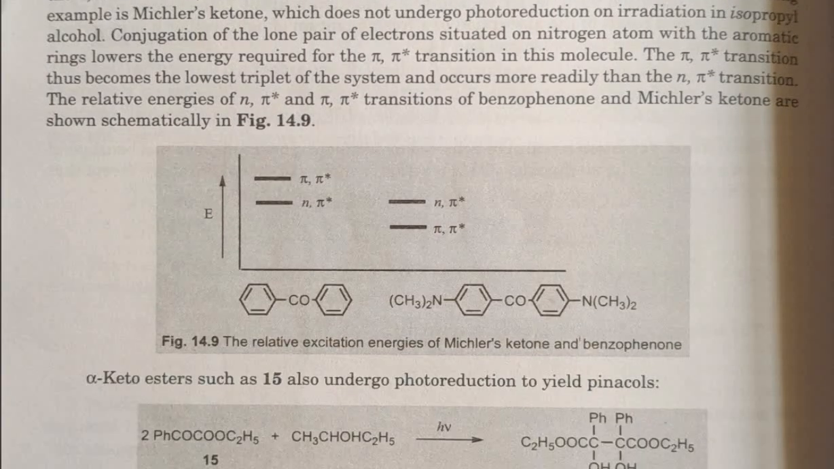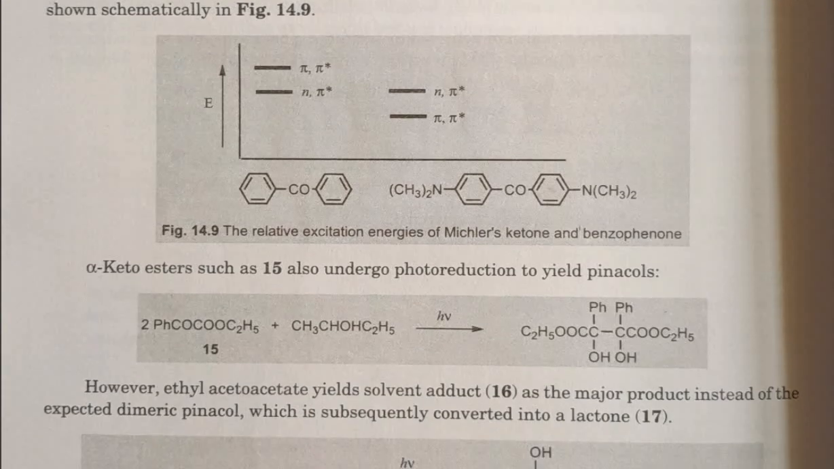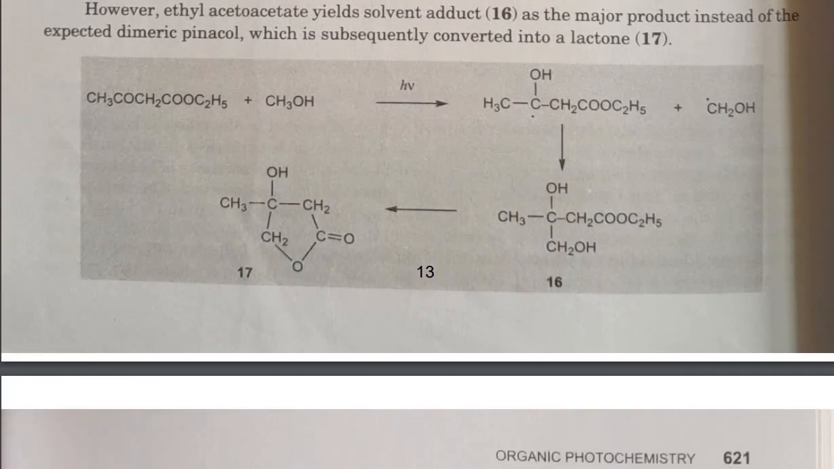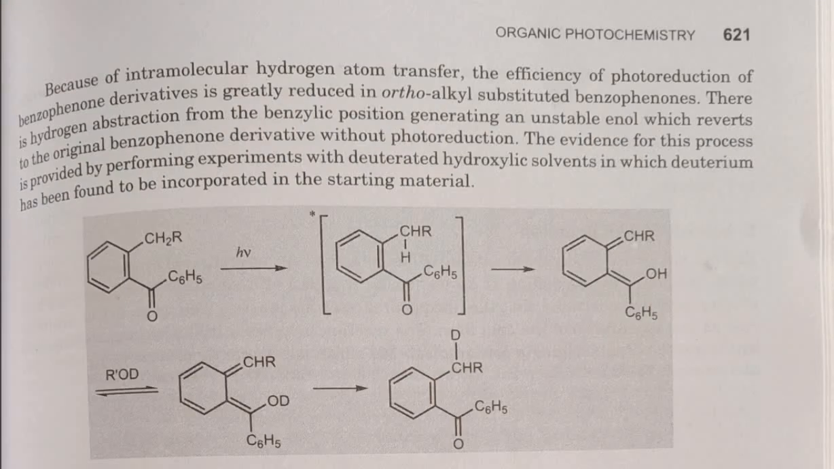So you look here, energy. Benzophenone and substituted benzophenone. What will happen here? The n to pi star and pi to pi star transition energy is high in the case of benzophenone, but if you add N-dimethyl in both para positions, the n to pi star and pi to pi star transitions will decrease in energy. So you can see the reactions, how the reaction occurs, photoreduction.